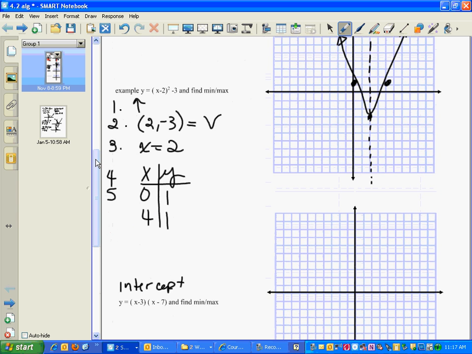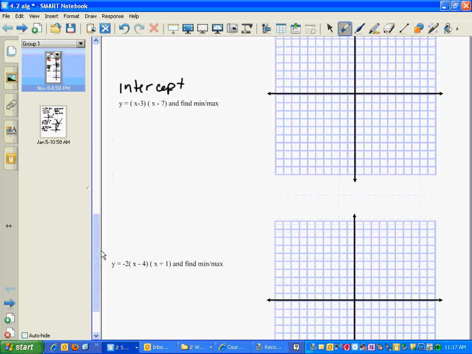Oh, max or min? What's the value? All right, that's what I'm looking for here. So this is the intercept method, which means we're given, actually, in this case, 3 pieces of information. The direction is what? And we know that because?